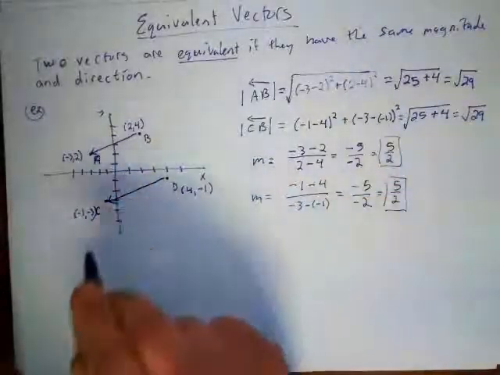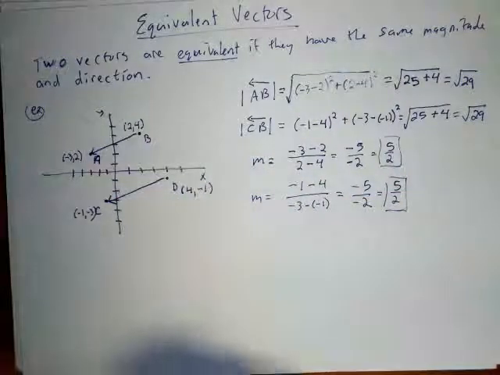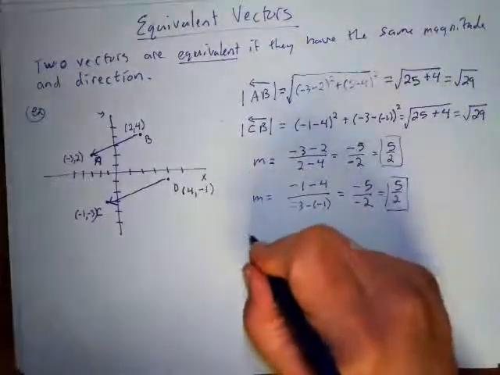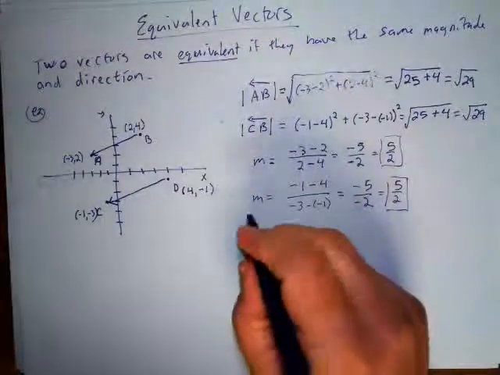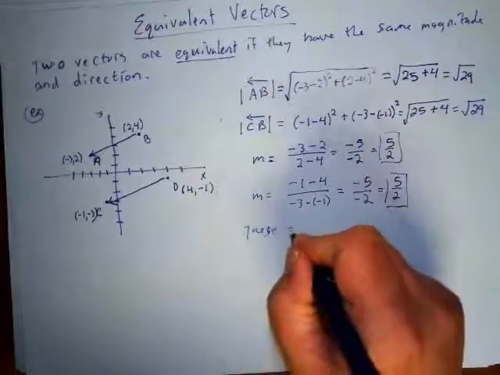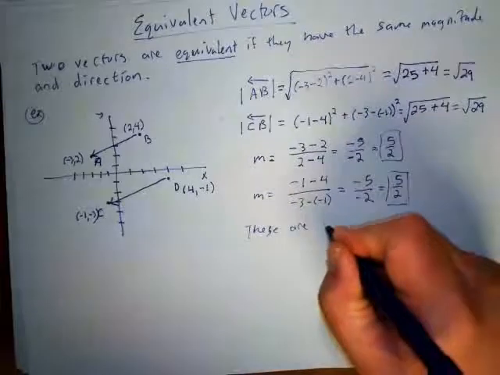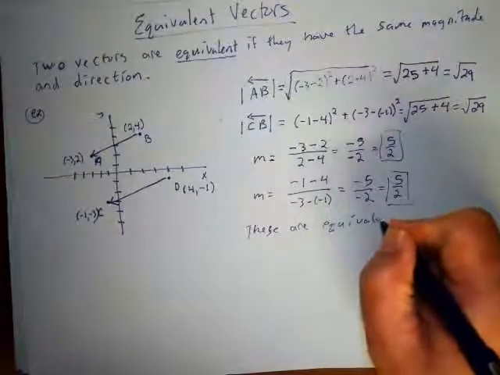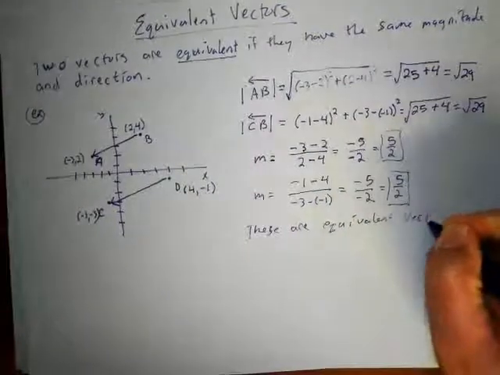And they are going in the same direction here. So they have the same magnitude, and they have the same slope. So these are equivalent vectors.